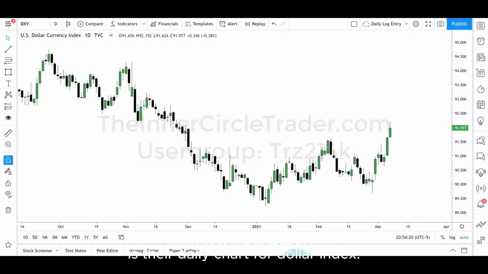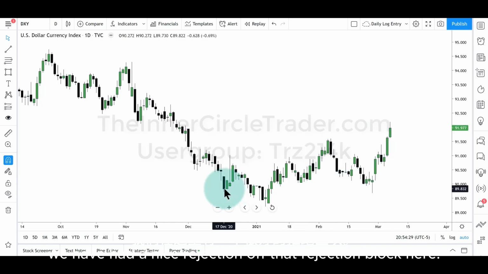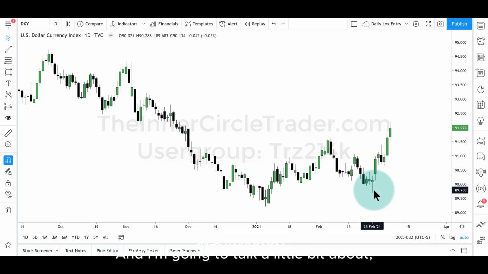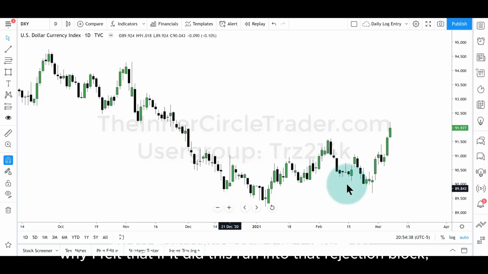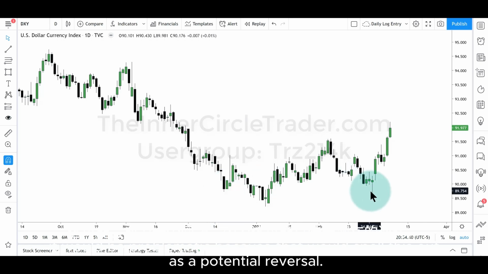This is a daily chart for dollar index. As you can see, we have had a nice rejection off that rejection block here. And I'm going to talk a little bit about, for the lesson today, why I felt that if it did run into that rejection block, it would be problematic because that would spell this out as a potential reversal.